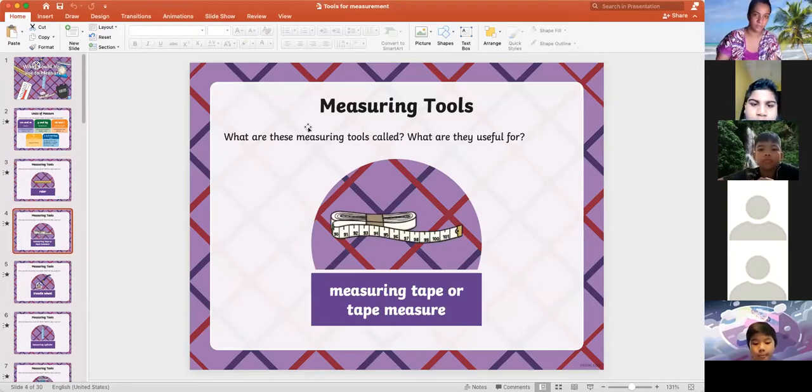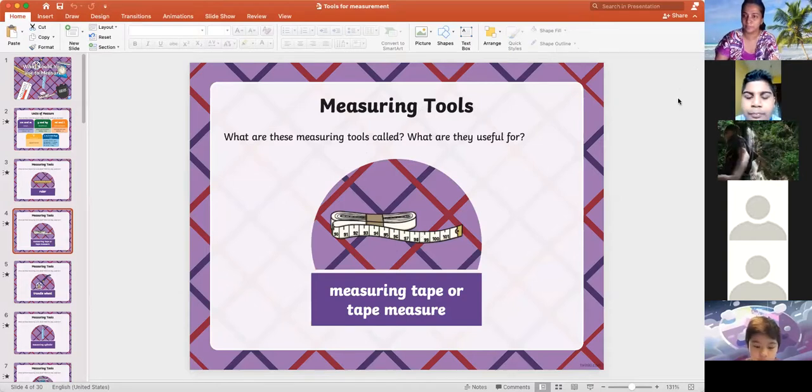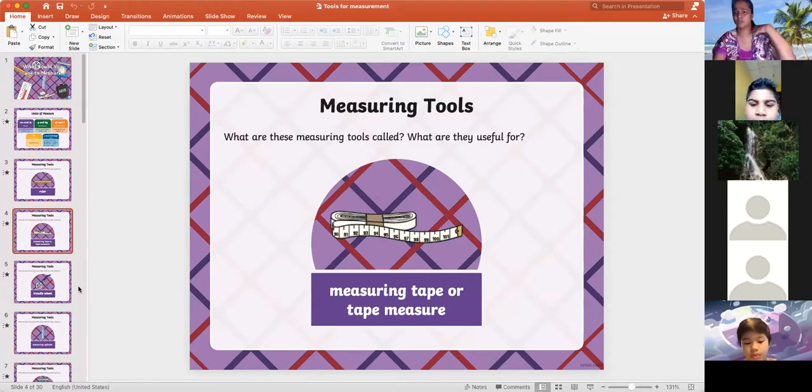Okay, go on now. So how about this? This is called a measuring tape. Again, what can we use this for? To measure what? Length. Length again, yes. Length, and length means you can talk about so many things.